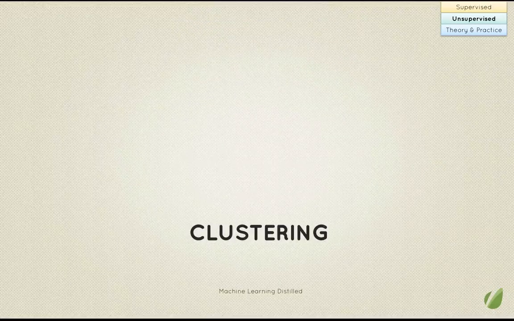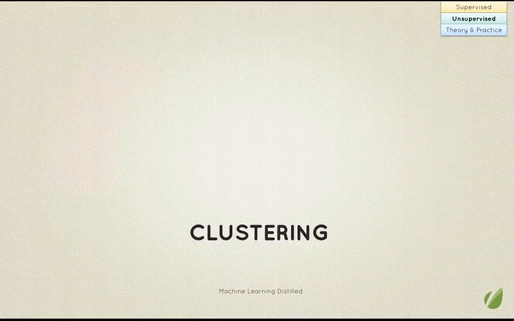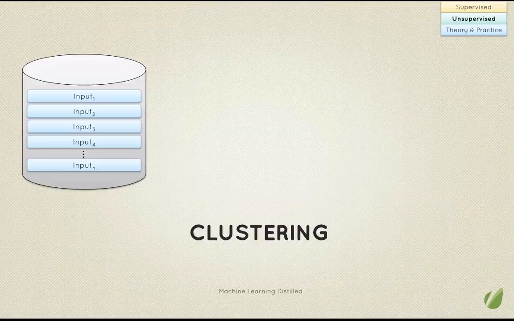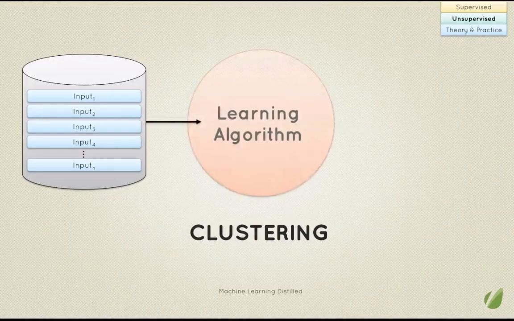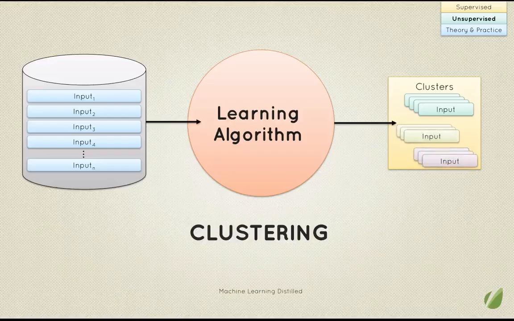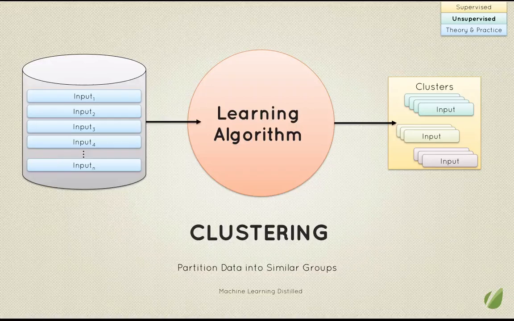The first type of unsupervised learning we're going to consider is clustering. In clustering, we have a set of data, which we can imagine are just inputs. We put that input data through a learning algorithm, and it produces a set of clusters, a set of groupings, where the things in each cluster are more similar to each other. So clustering is all about partitioning the data into groups that are similar.